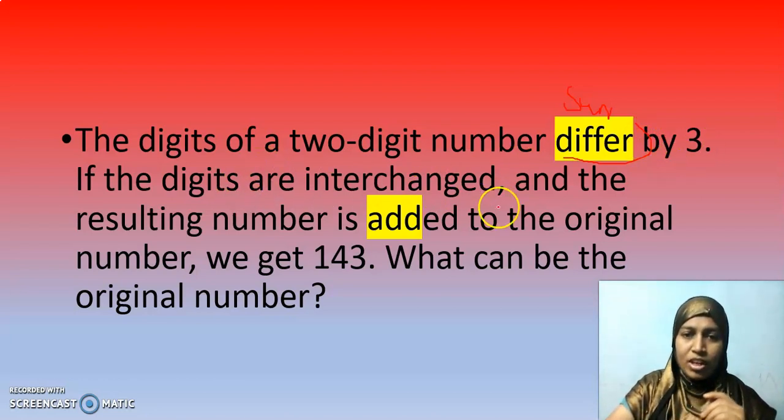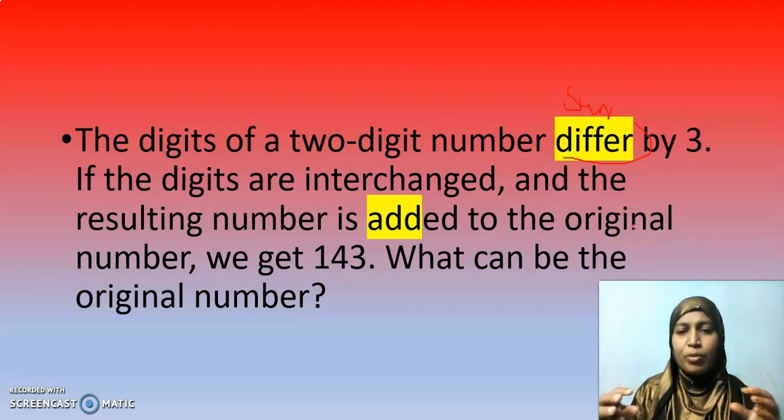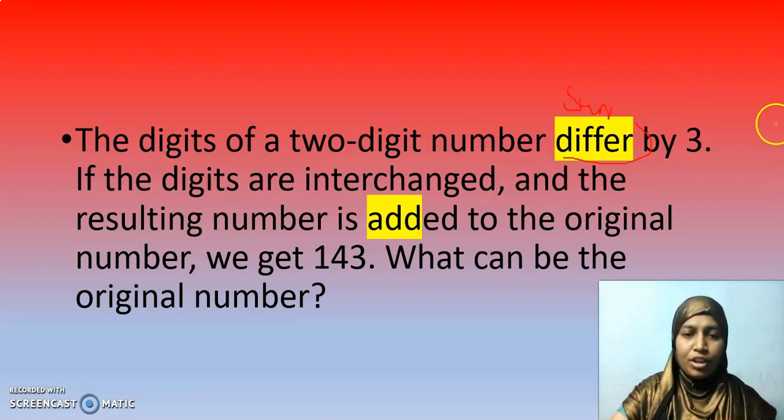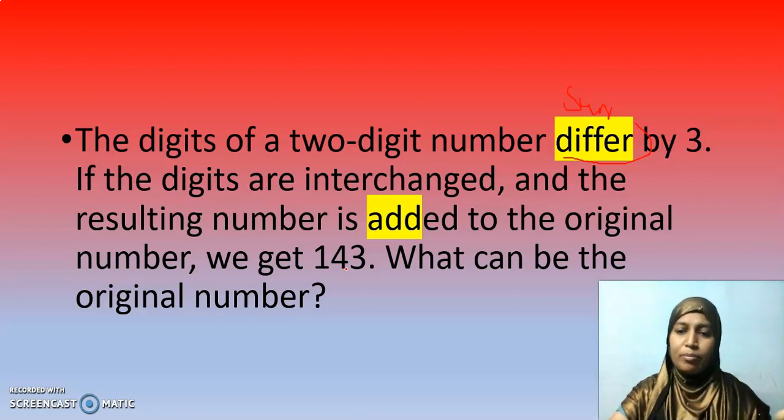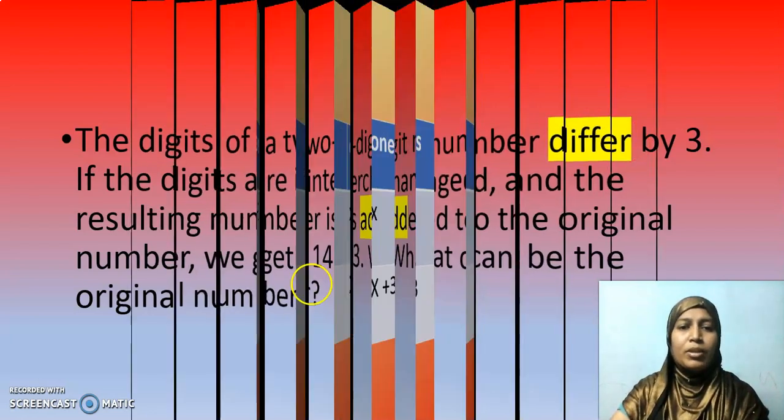If the digits are interchanged, again the same concept. The resulting number is added to the original number. The new number, that interchanged number, and the original number are added to get 143. And they said that the new number is greater than the original number by 27. So I added 27 with that original number. Is it clear?